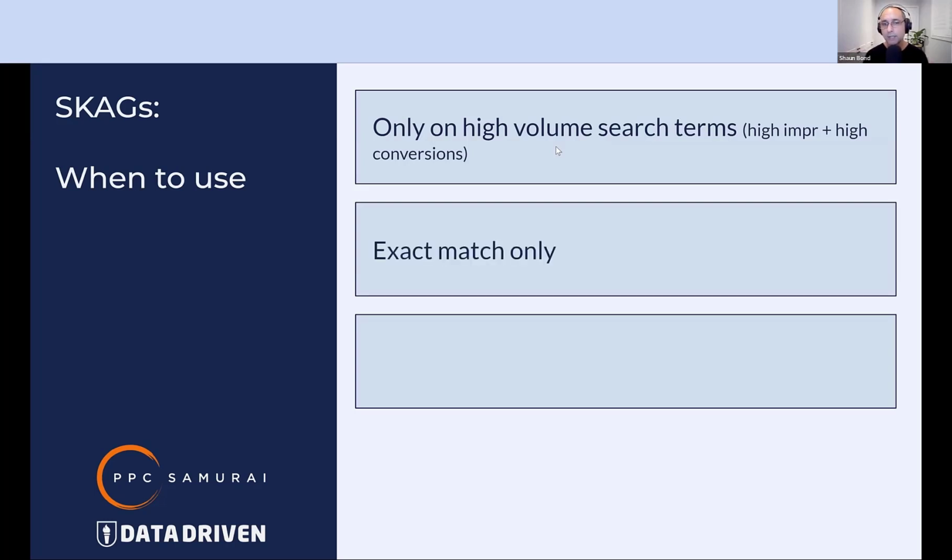The second thing, and again, this is generally speaking, is that you would use exact match only. As soon as you start using phrase or broad match in a single keyword ad group, you're opening yourself up to intent match, and it's going against what we're going to be talking about in terms of the strategy for locking down this single keyword ad group.